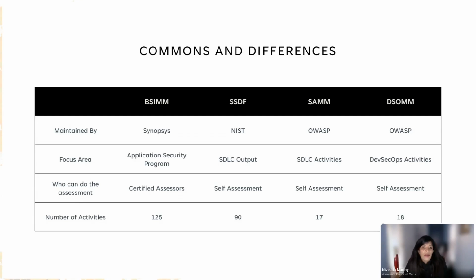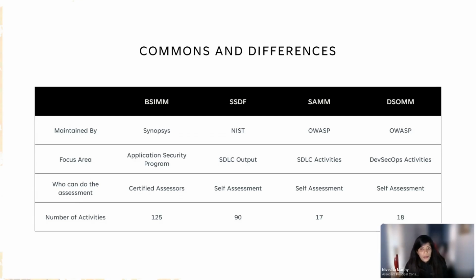DSOMM doesn't have a scoring capability. You just have to select maturity levels based on certain activities being done. NIST SSDF and OWASP DSOMM are relatively new compared to BSIMM and OWASP SAMM. However, NIST SSDF is gaining a lot of popularity because it's being backed by the US government, and therefore there's a potential of it being used in future contracts.